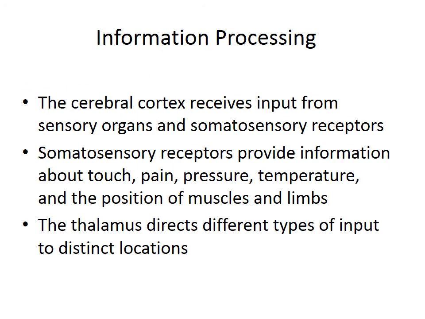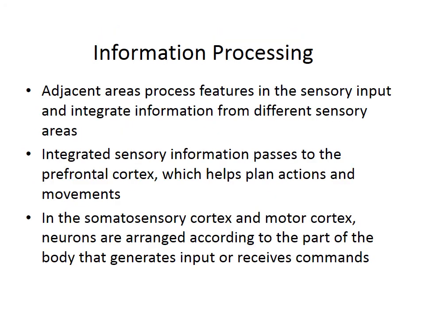The cerebral cortex receives input from sensory organs and somatosensory receptors. And this is how it's going to process the information. The somatosensory receptors provide information about touch, pain, pressure, temperature, and the position of muscles and limbs, so where you are in space. The thalamus directs different types of input to distinct locations. The thalamus has an awfully big role in all this.